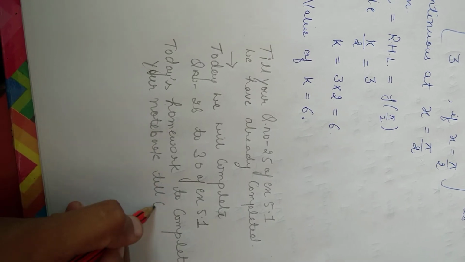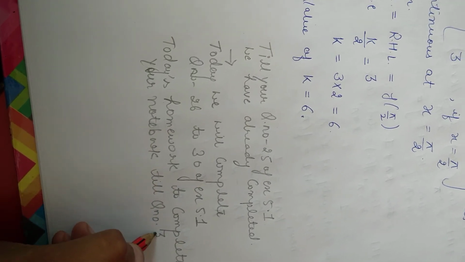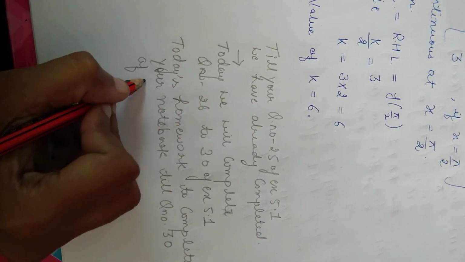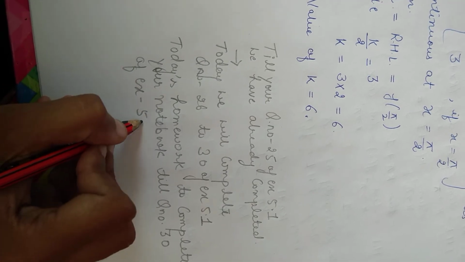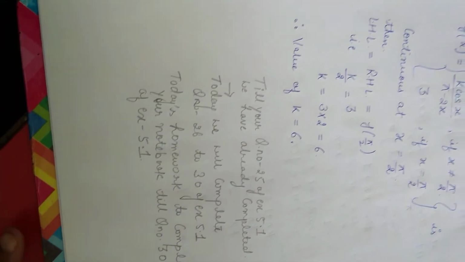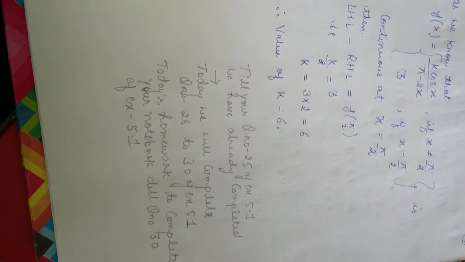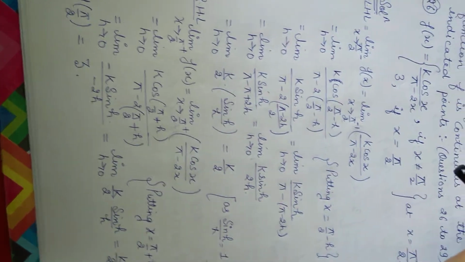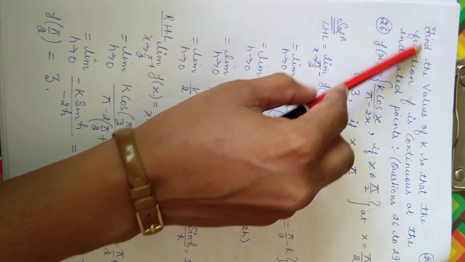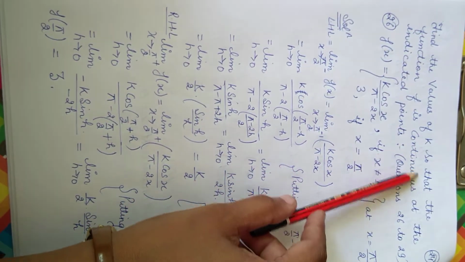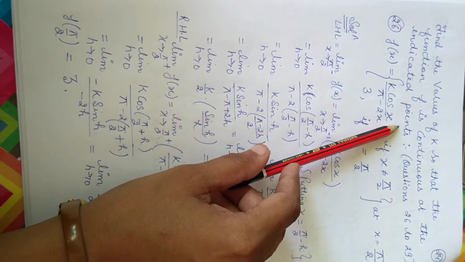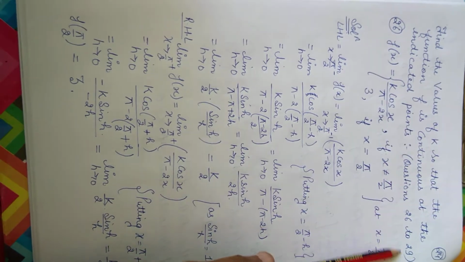till question number 30 of exercise 5.1. Now बच्चे, I am moving to your question number 26. And what is your question number 26? That is, find the values of k so that function f is continuous at the indicated points. Question number 26 to 29.